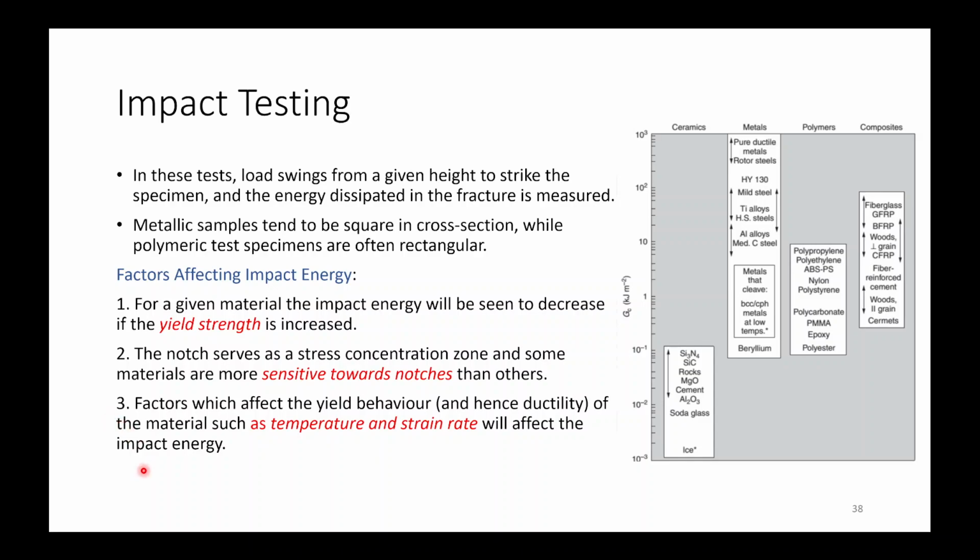Factors which affect the yield behavior and hence ductility of a material, such as temperature and strain rate, will affect the impact energy. Now, from this graph, we can see that metals show higher impact toughness compared to ceramics. Polymers and composites show optimum impact toughness.